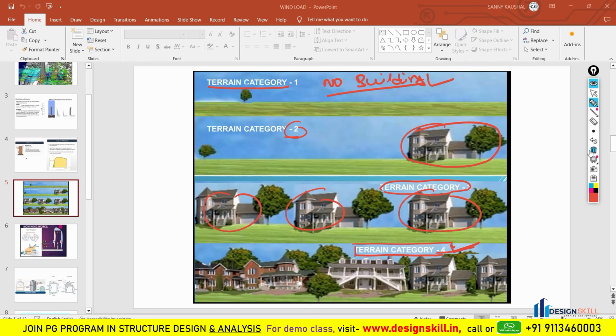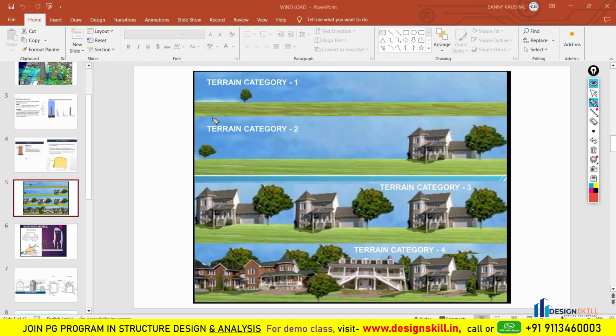Now I think you are very clear on what the terrain categories are and how we have to categorize them on the basis of the space available. If there is no building or other construction, then it will come in terrain category 1. A very small number of buildings, then terrain category 2. A few buildings or structures constructed, terrain category 3. And if buildings are closely spaced in the cities, then that will come under terrain category 4.